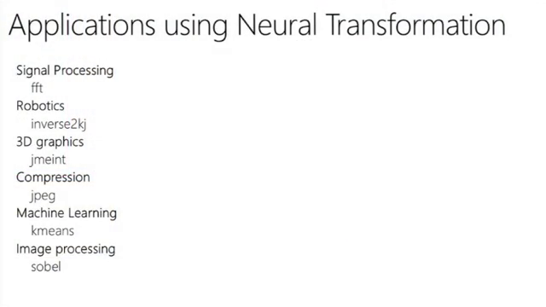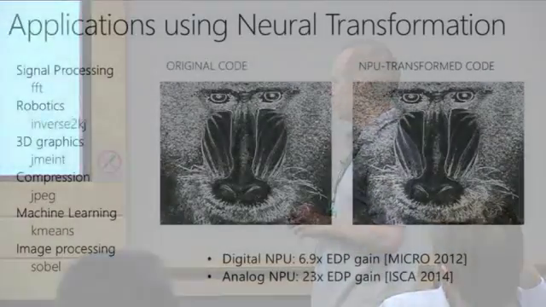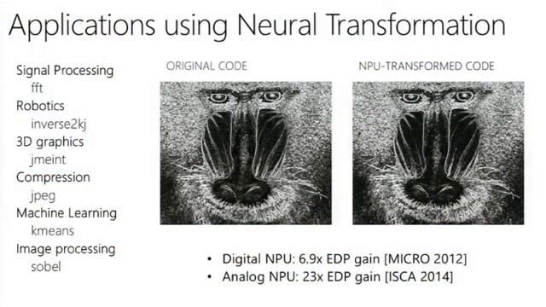So this is the range of applications that we transformed in the paper, and it's fairly diverse. And the results in terms of the quality of the output were good in all of the cases. The perception wasn't that this is much worse than that. And then when we did a digital version, which was in MICRO 2012, we saw a 6.9 times energy delay gain. And then in ISCA this year, we had analog neurons and a mixed-signal circuit that actually bumped that up to about a 23x energy delay gain.